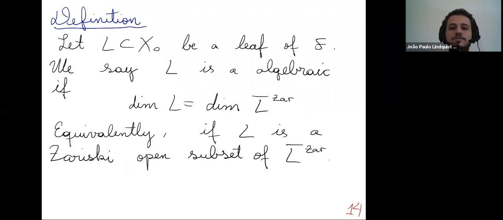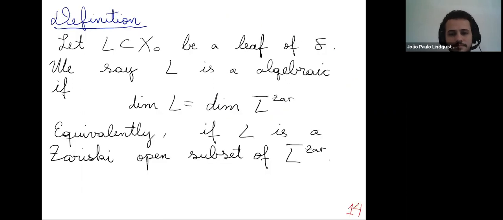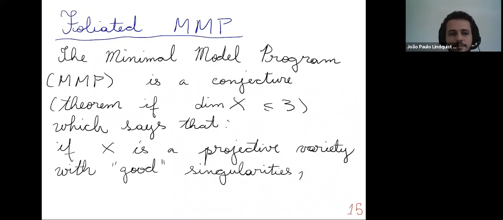So how are we going to study the problem of determining when a foliation is algebraic in higher dimensions? This here is for foliations on surfaces. For higher dimensions, we can use very recent results in the birational geometry of foliations, which is the minimal model program for foliations. So what is that? Let me introduce this concept.